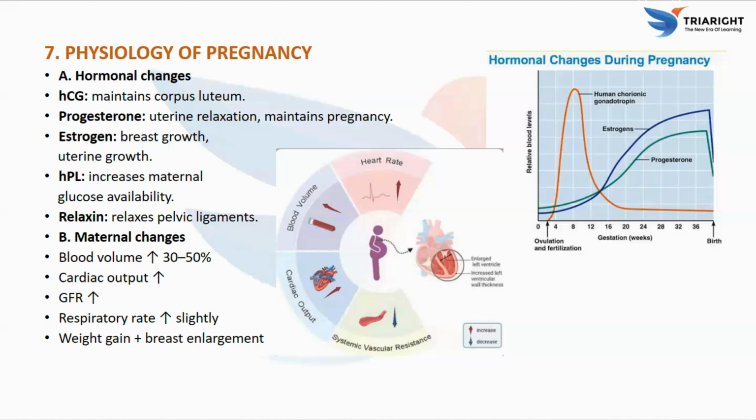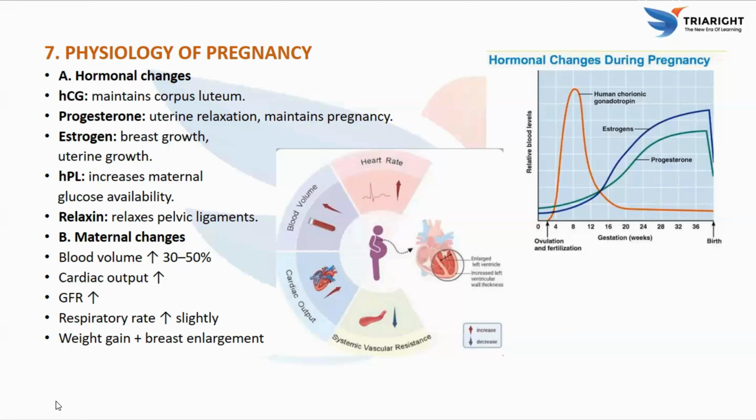HPL, human placental lactogen. It increases maternal insulin resistance. It makes more glucose available for the baby. It also prepares the breast for lactation. Next, the last hormone is relaxin. What does relaxin hormone do? It relaxes the pelvic ligaments and cervix during pregnancy. It helps the pelvis to widen during delivery. So these are all the hormonal changes.